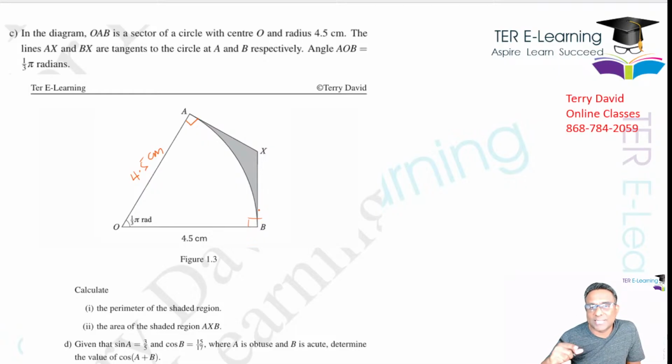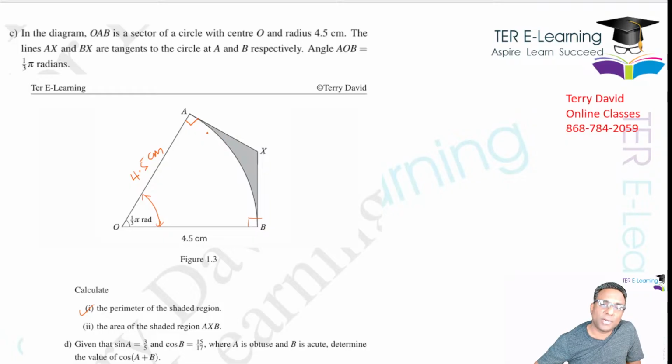Pay attention to things like this when it comes to a sector. If you have a tangent to a circle or a sector, it is going to meet your radius at 90 degrees. And we know the angle here. The angle here is given by 1/3 pi, which means the angle has to be in radians. Now here's what the question is asking. In the first part, they want to work out the perimeter of the shaded region.